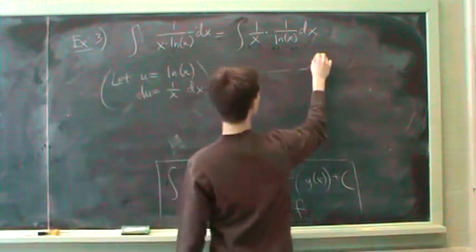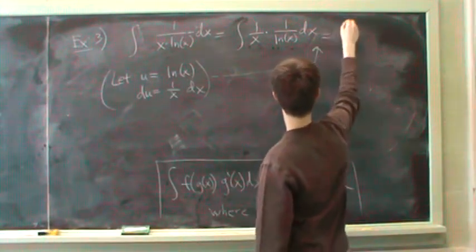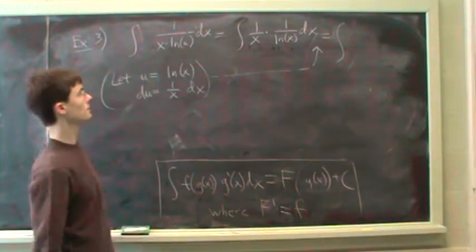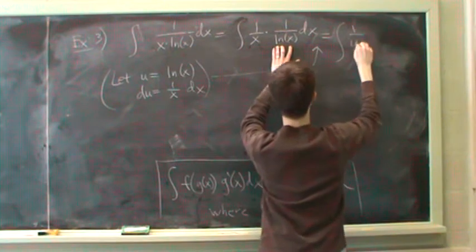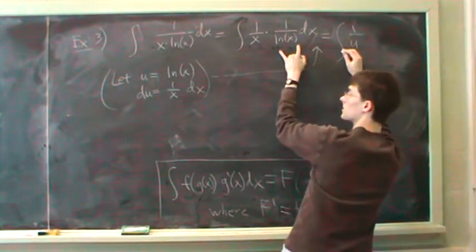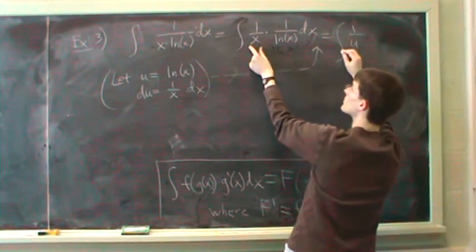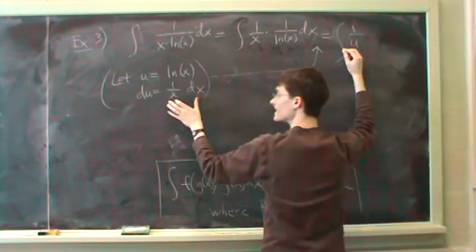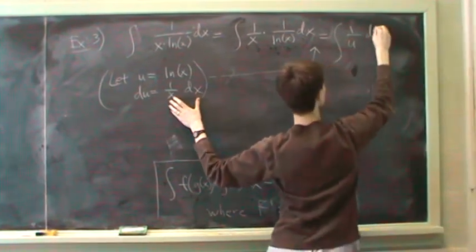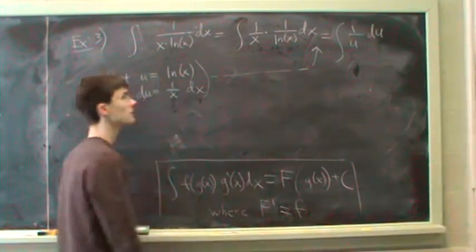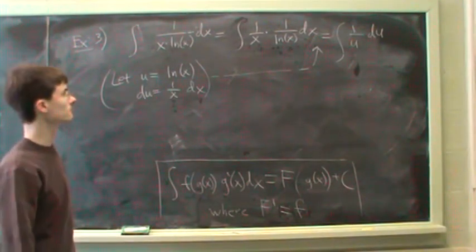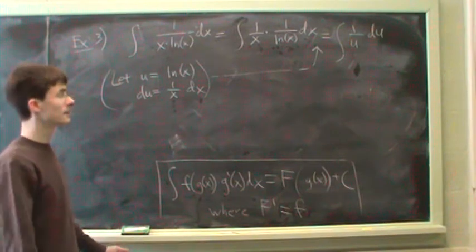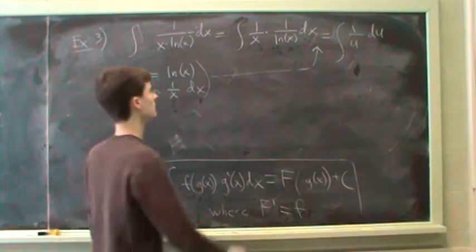So if we make that substitution, our integral will change to 1 over u, and then it's the 1 over the natural log of x part. And if I group the 1 over x dx together, everything else is going to just become du. And that's a simple integral. That's an integral we can do pretty easily.